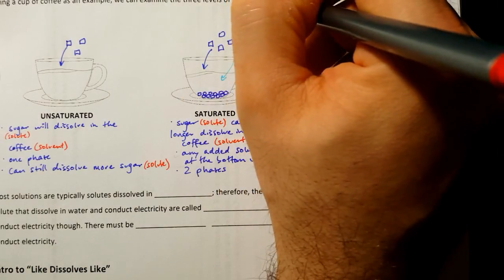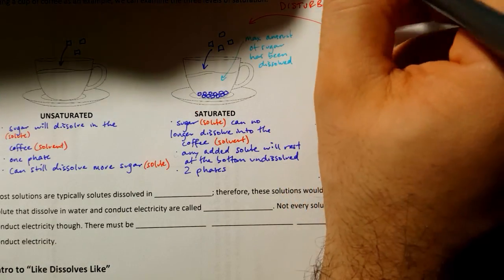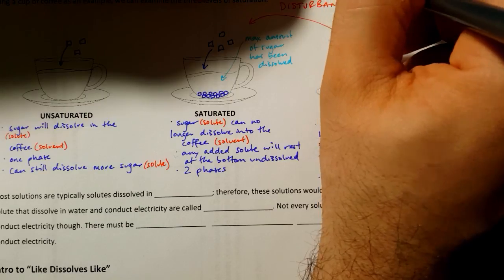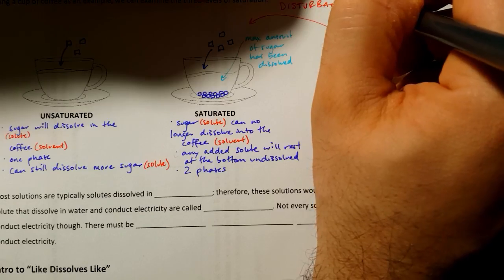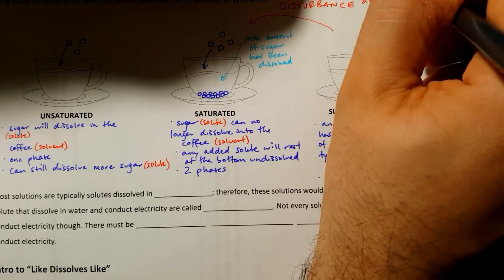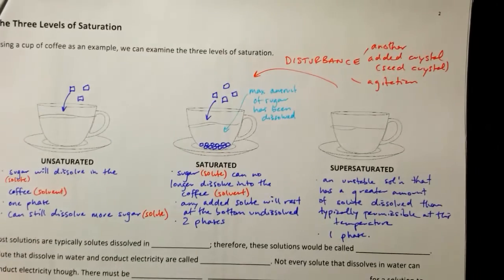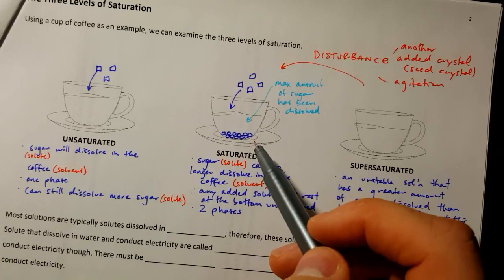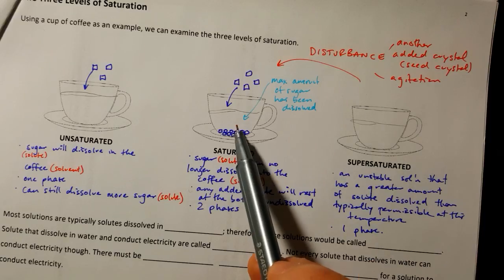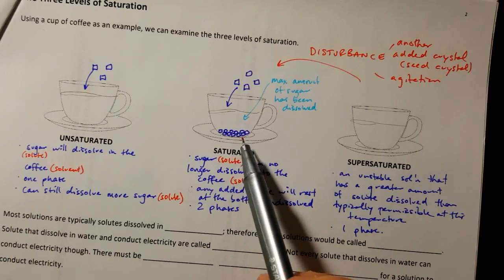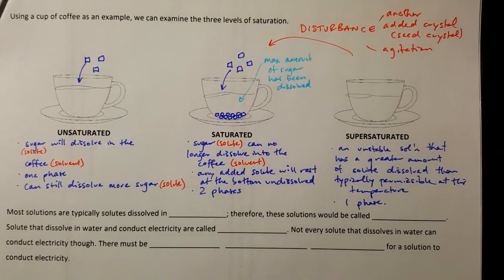So a disturbance, which can be in the form of another added crystal, okay, sometimes called a seed crystal, or agitation, causes this solution to go back to being saturated. So all the extra solute that was dissolved in here will come out of solution and form that layer on the bottom, and the solution will go back to being saturated. So it's a very unstable solution.